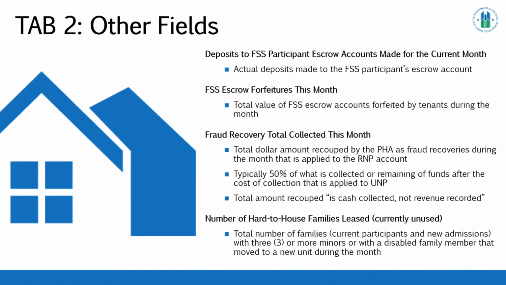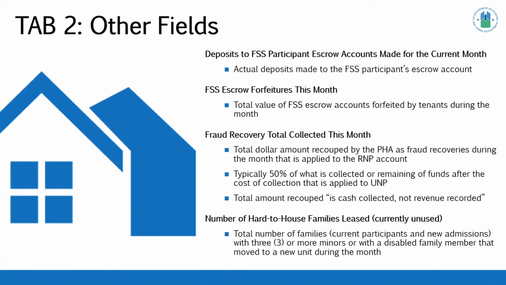Fraud recovery collected this month. This represents the total dollar amount recouped by the PHA as fraud recoveries during the month. Typically, it's 50% that is collected or remaining of the funds after the cost of collection that is applied to UMP. The amount that we're reporting on VMS is the total cash collected attributable to the restricted net position, not the revenue. It's the actual cash.